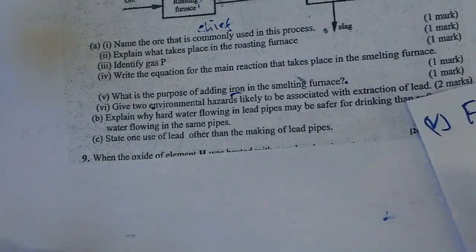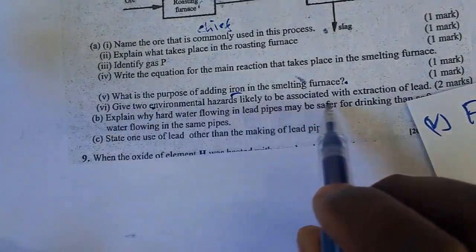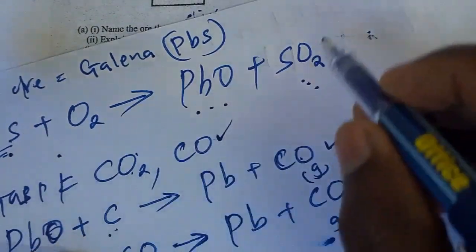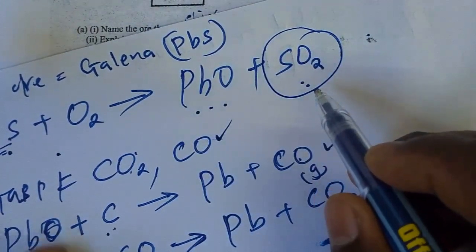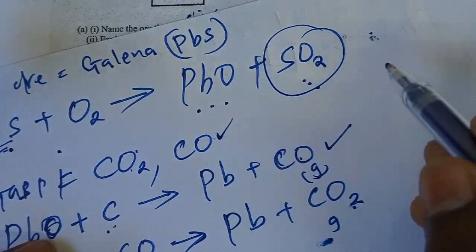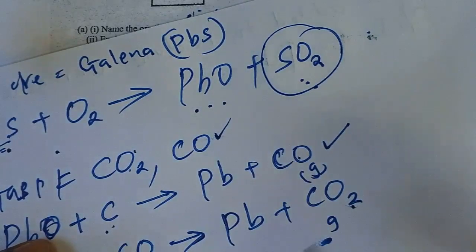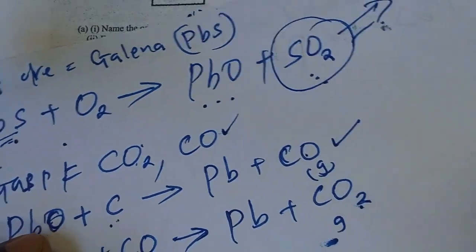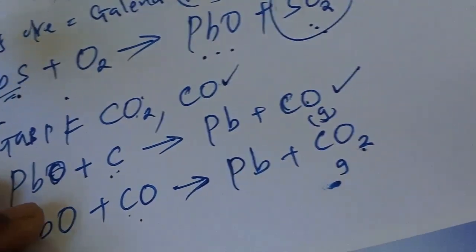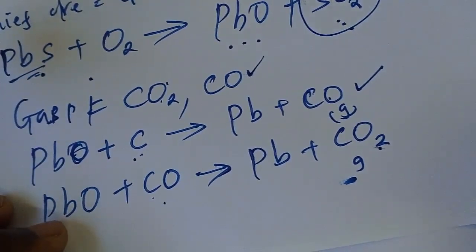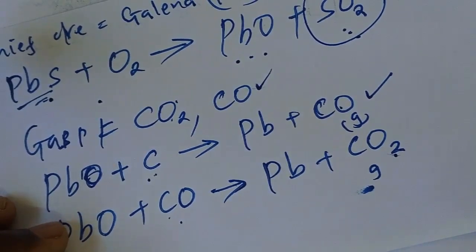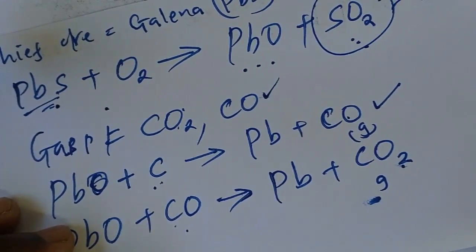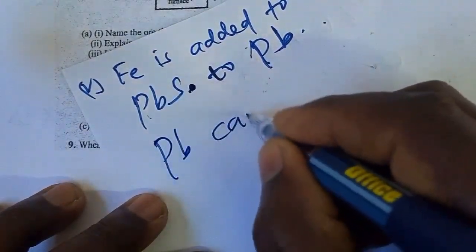Give two environmental hazards likely to be associated with the extraction of lead. As you can see here, this extraction gives out sulfur 4 oxide, and we know sulfur 4 oxide causes acid rain, and acid rain has numerous effects on the environment. Also, it may lead to lead poisoning. Lead is very poisonous. So lead causes lead poisoning.